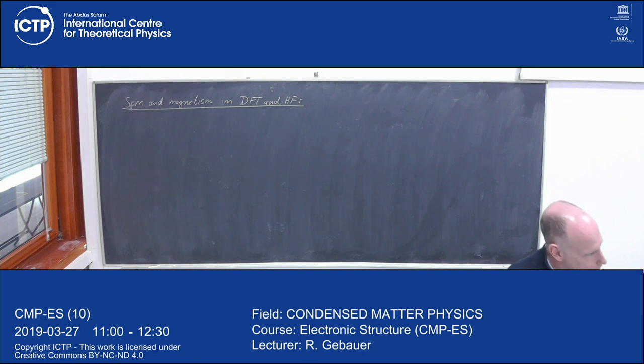So it seems a bit strange if one just starts thinking like this about spin and magnetism, and one thinks about what we've seen so far, why should spin up and spin down not be exactly the same? Why should there arise any magnetism?